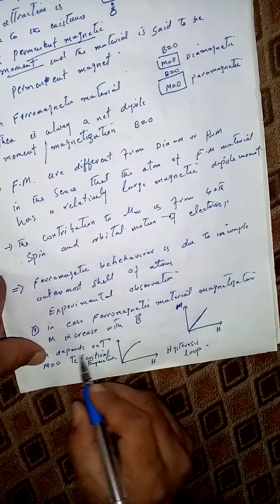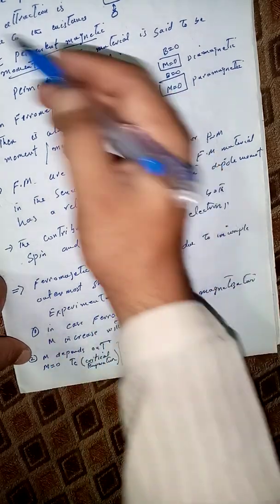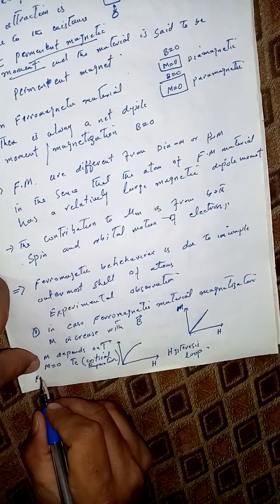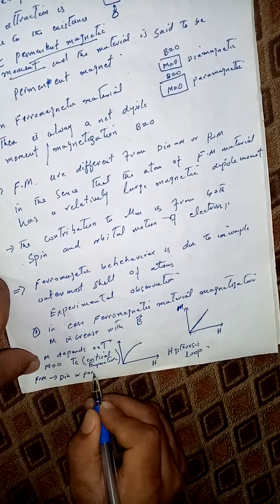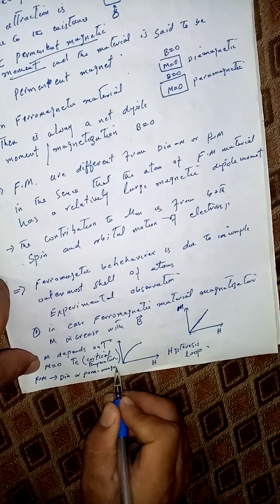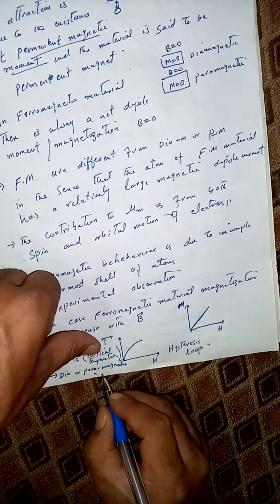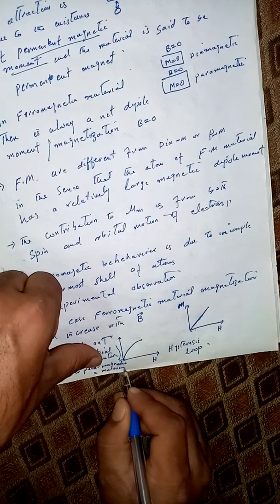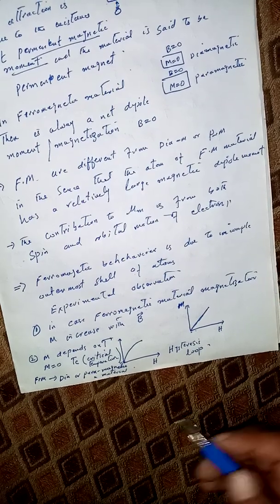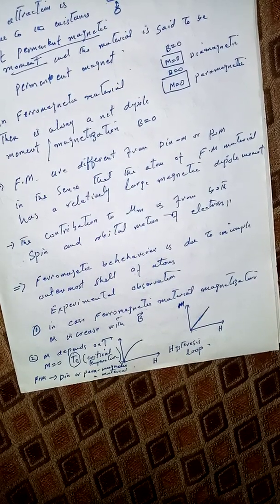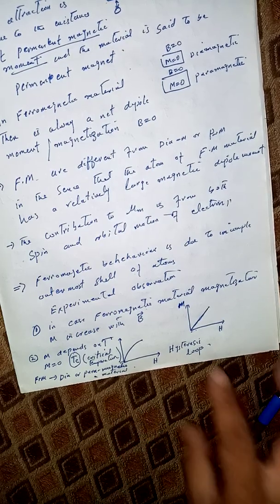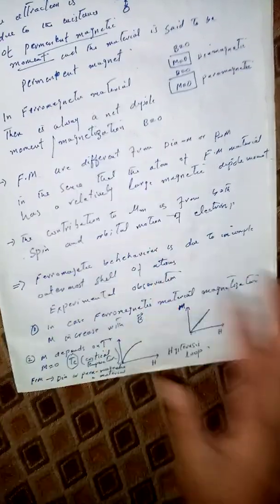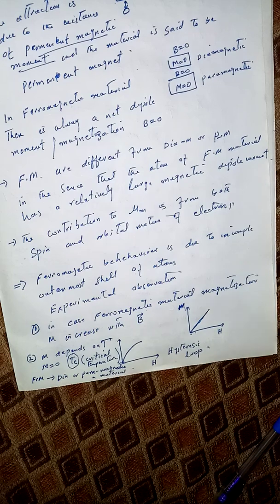Above this temperature, the ferromagnetic material behaves like a diamagnetic or paramagnetic material. So if we increase the temperature above this critical temperature, then the ferromagnetic material will convert to a diamagnetic or paramagnetic material. We will discuss all these properties in detail in the remaining videos. Hopefully you will understand the concept of ferromagnetism.